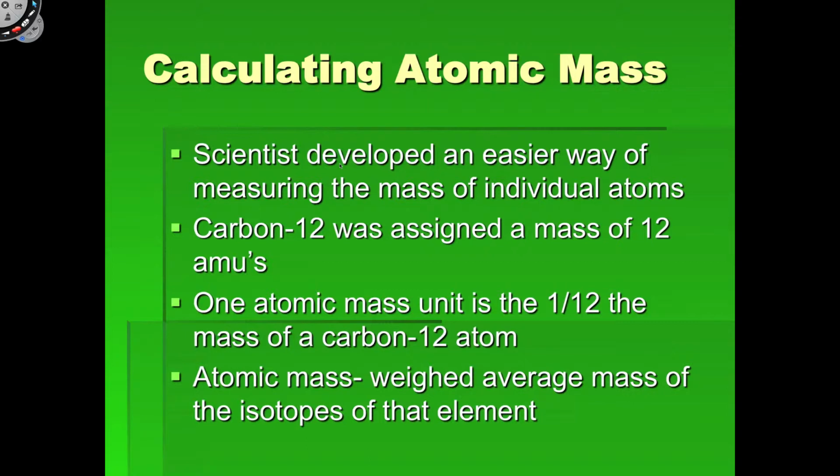In other words, all other elements are based on their relationship to the size of carbon. So hydrogen is about a 12th the size of a carbon atom. So if it's 1/12 the size, that means it's 1 AMU. Hydrogen's 1 AMU, and carbon is 12 AMUs. All right. So how do we go about actually getting the value mathematically?